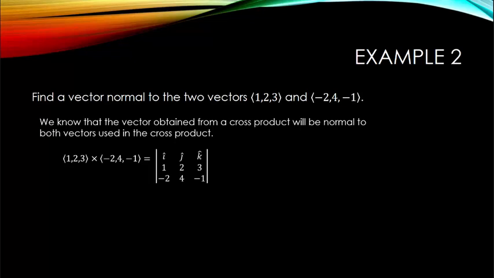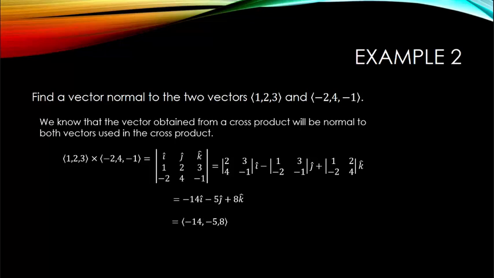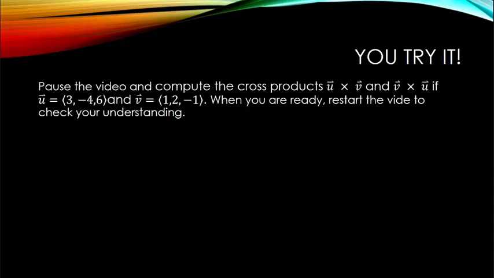Expanding about the first row gives me the determinant of the 2 by 2 matrix 2, 3, 4, negative 1 times i hat minus the determinant of a 2 by 2 matrix 1, 3, negative 2, negative 1 j hat plus the determinant of a 2 by 2 matrix 1, 2, negative 2, 4 k hat. This gives me the vector negative 14 i hat minus 5 j hat plus 8 k hat. In component form, this is just written in angle brackets as negative 14, negative 5, 8. This is the vector that is orthogonal or normal to the two given vectors 1, 2, 3 and negative 2, 4, negative 1.